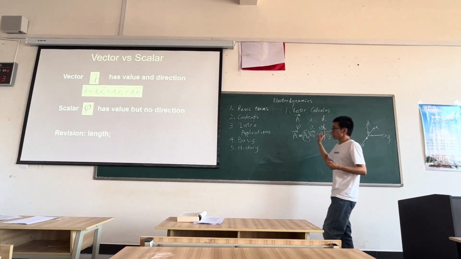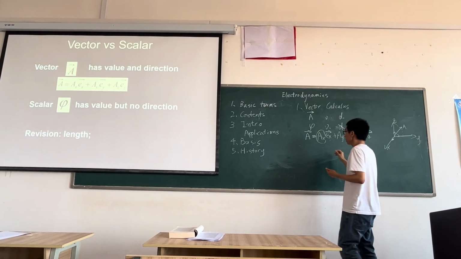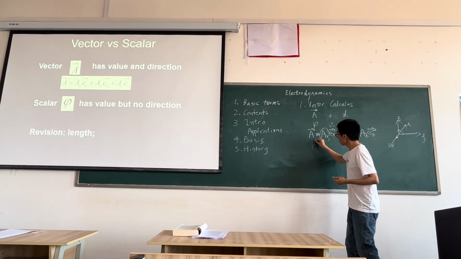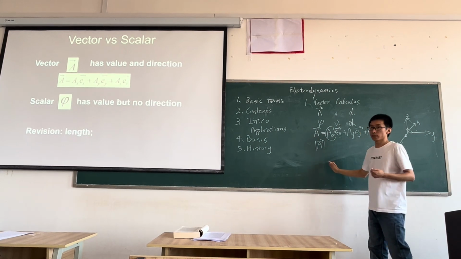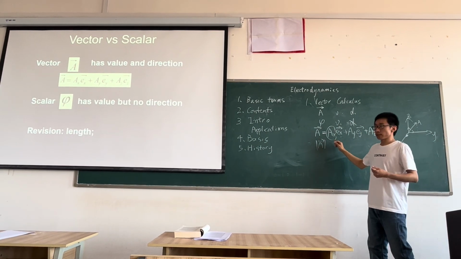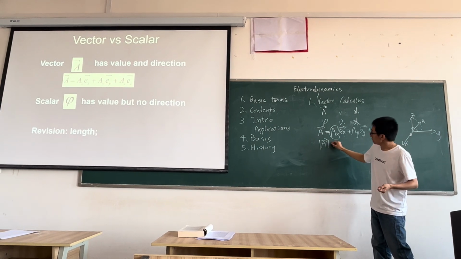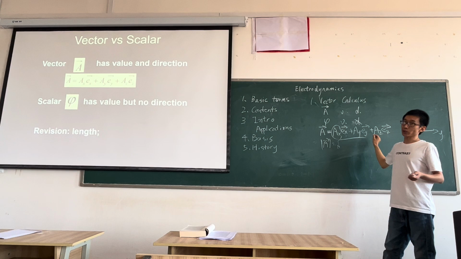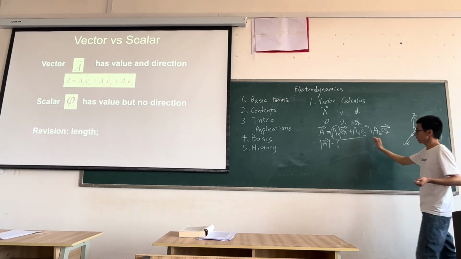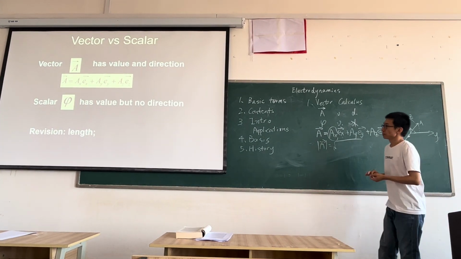Let's have a brief revision of the length of a vector. The length is shown like this, with A inside an absolute value symbol. The length of the vector A is the square root of AX squared plus AY squared plus AZ squared. I'm not going to write it because I guess you know it.